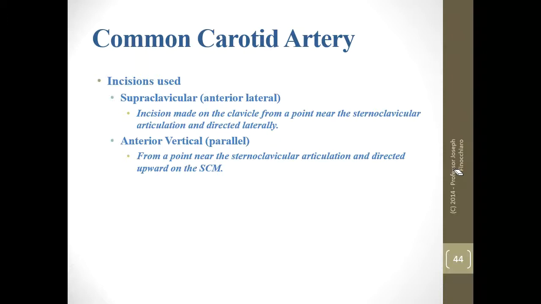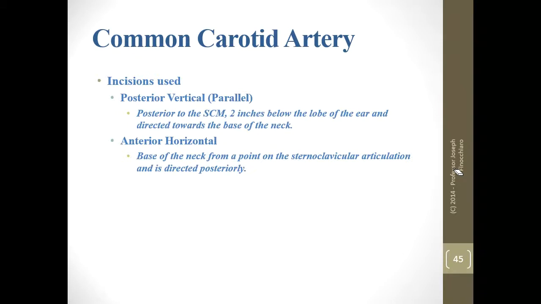The anterior vertical, from a point near the sternoclavicular articulation and directed upwards on the sternocleidomastoid muscle. So you follow the muscle up. Posterior vertical, or the posterior parallel, it's posterior to the sternocleidomastoid muscle, 2 inches below the lobe of the ear and directed towards the base of the neck. So you start from behind the ear, basically, 2 inches below the lobe of the ear, and then direct it towards the base of the neck behind the SCM muscle.